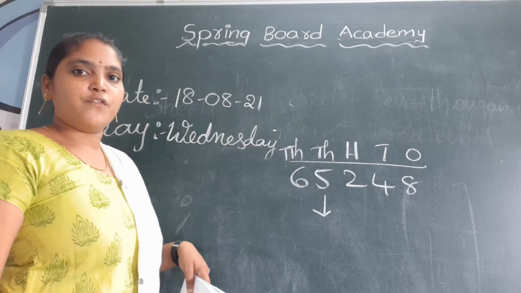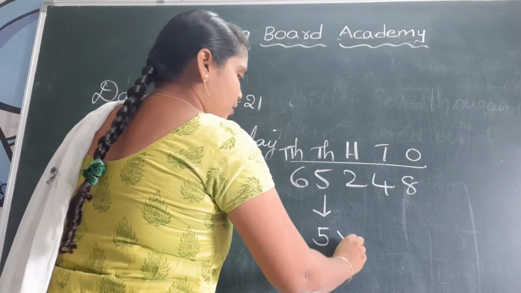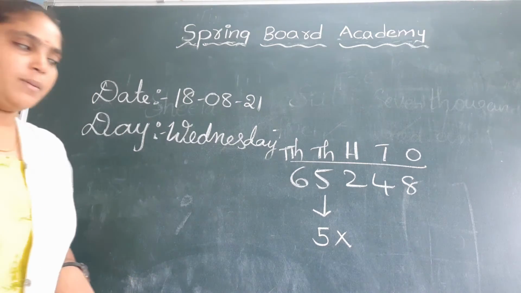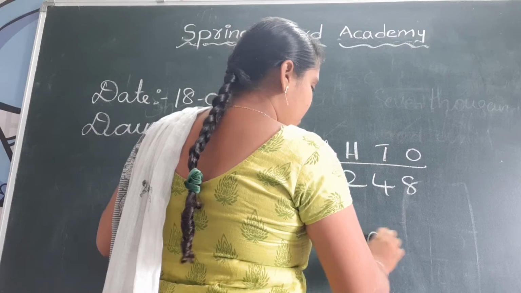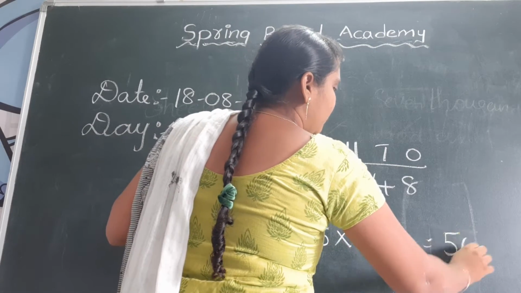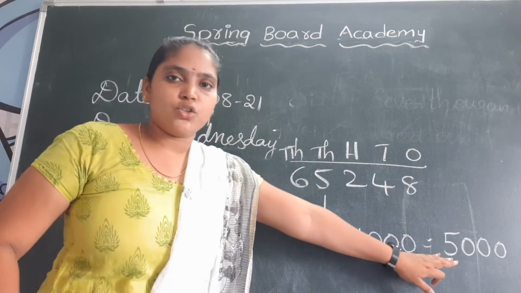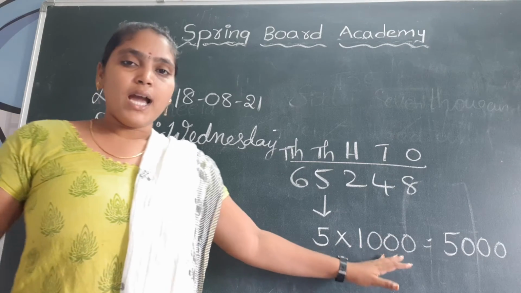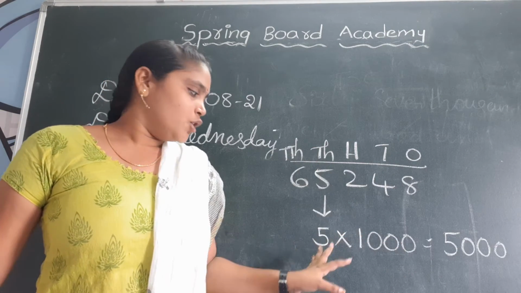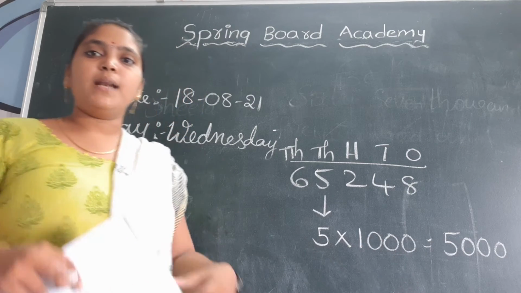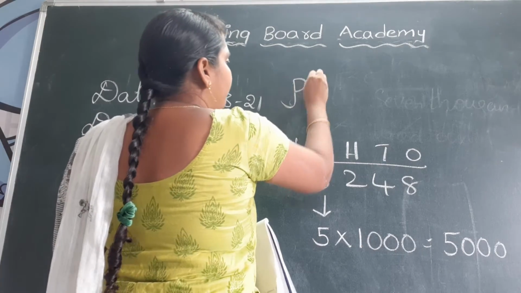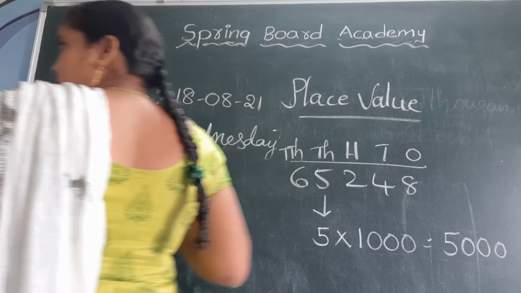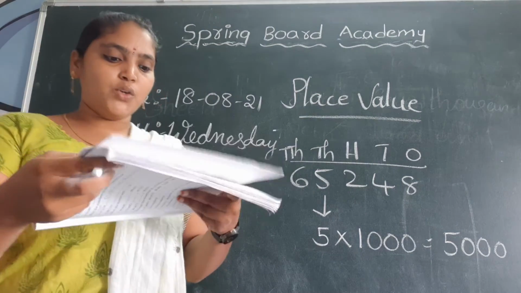What is the face value of 5? Face value means the same number. It's 5. What is the place of 5? Is 5 in the ones place, tens place, hundreds place or thousands place? Yes, 5 is in the thousands place. So 5 into 1000 is 5,000. This is the place value. Am I correct, children? 5 is the face value and 1000 is the place of the 5. So face value and place help us to find the place value of the digit. Okay, write place value.